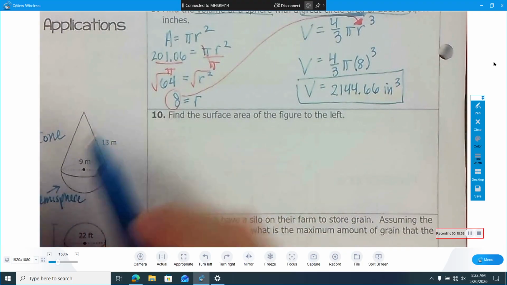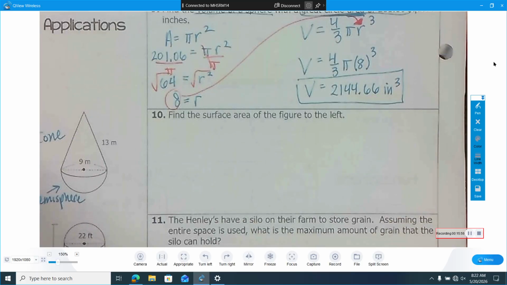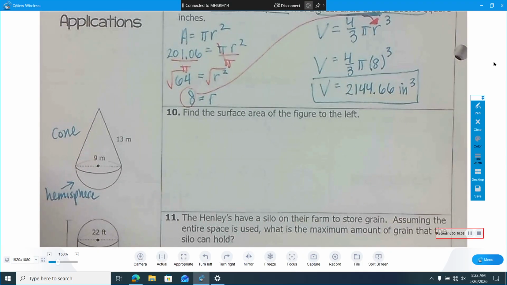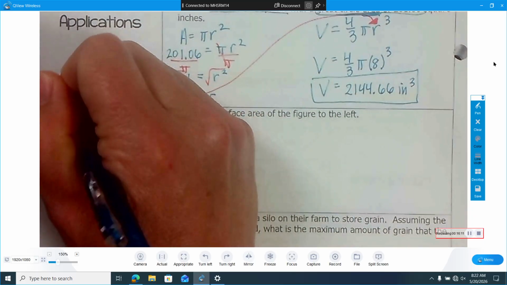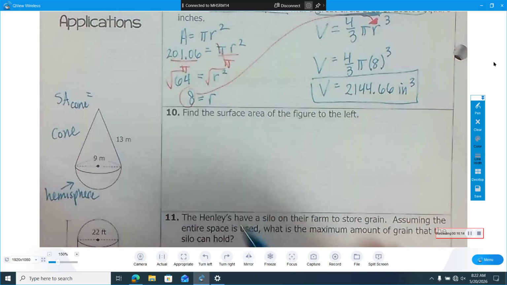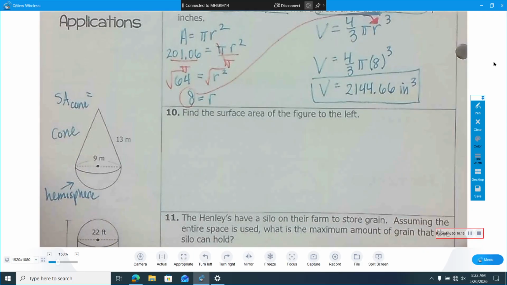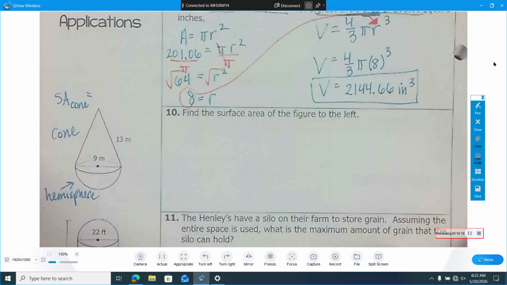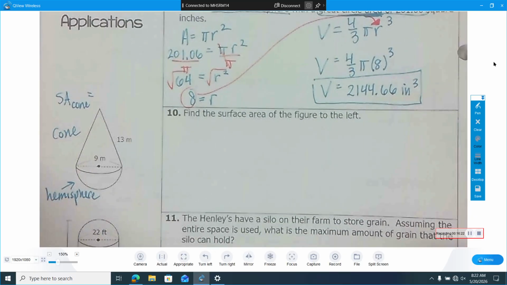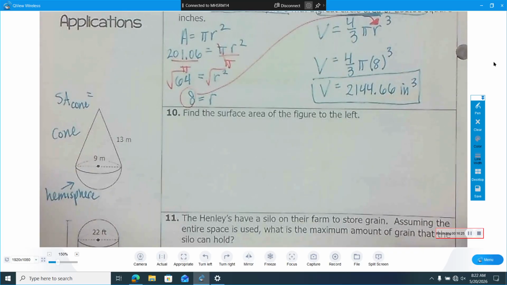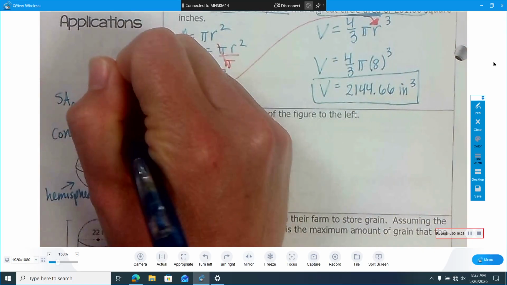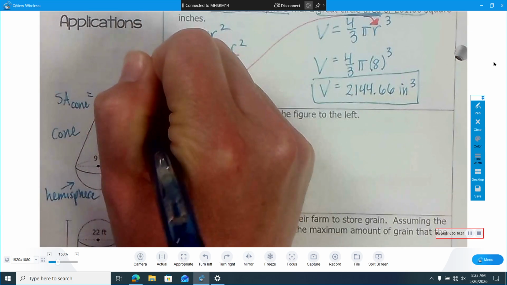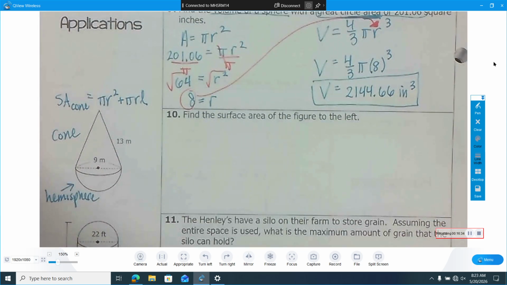And so for my cone, do we remember the formula for the surface area of a cone? No, 1/3 pi r squared times height is the volume of a cone. The surface area is pi r squared plus pi r l.